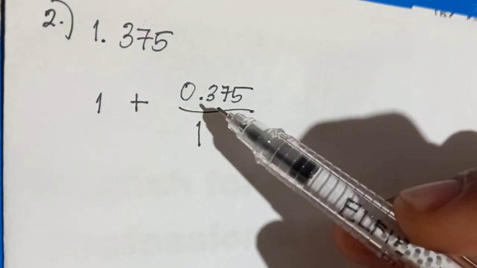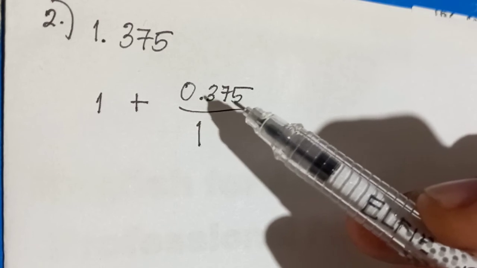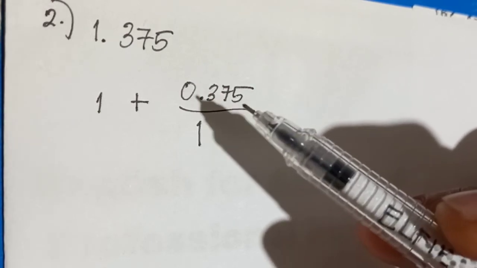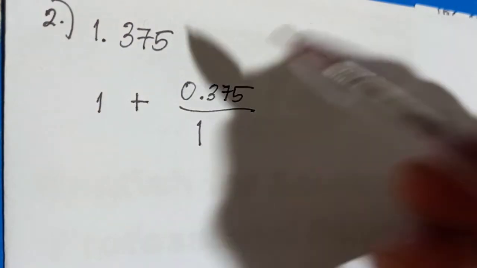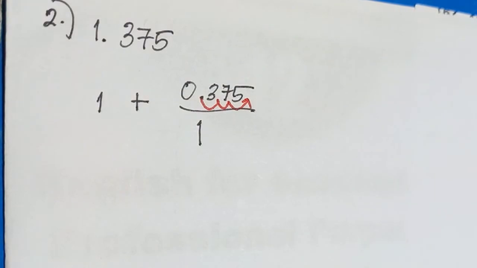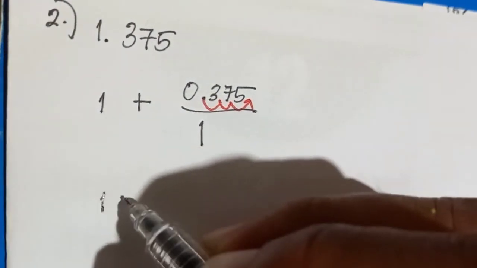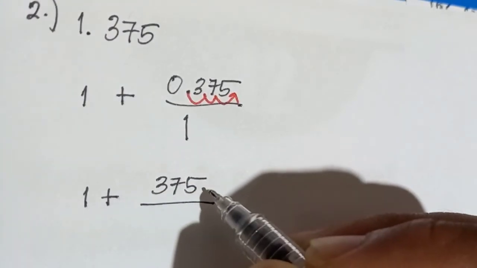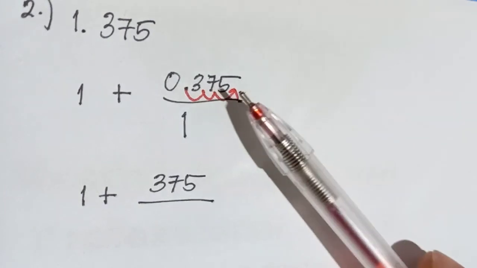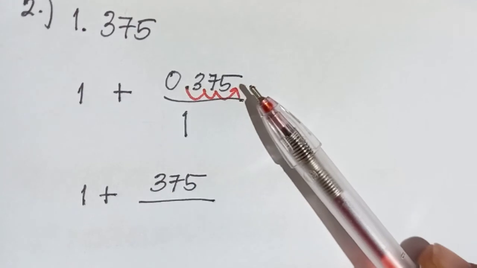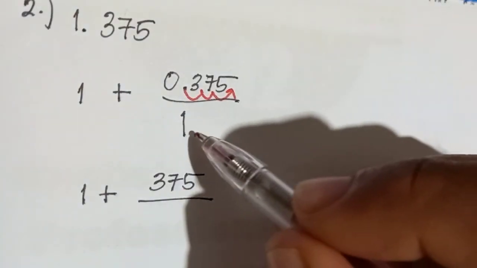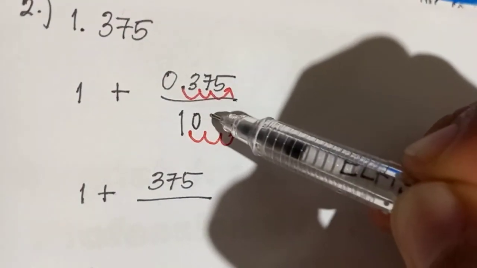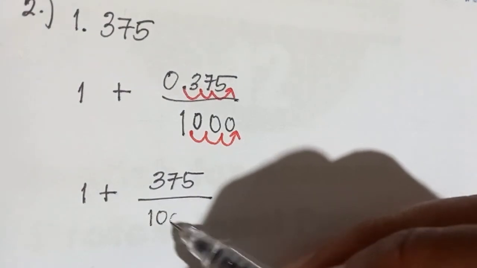Next, move the decimal point to the right until the decimal becomes a whole number. Move it 1, 2, 3. So therefore, it becomes 1 plus 375 over 1, it is already a whole number. Since we moved 3 decimal places to make our decimal number into a whole number, we will also move the decimal point of 1 three places, adding zeros: 1, 2, 3. So therefore, it is 1,000.